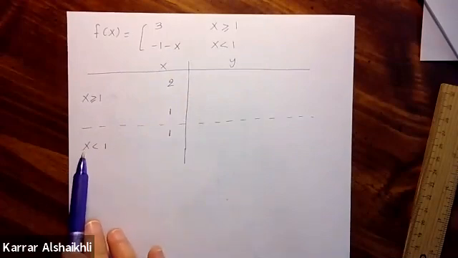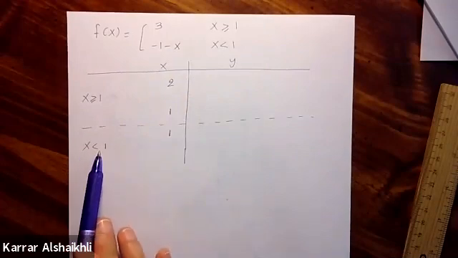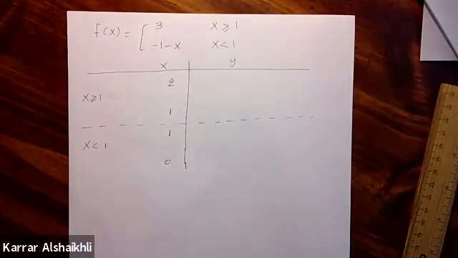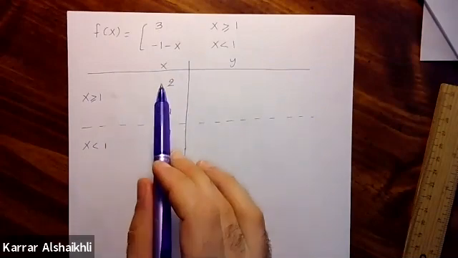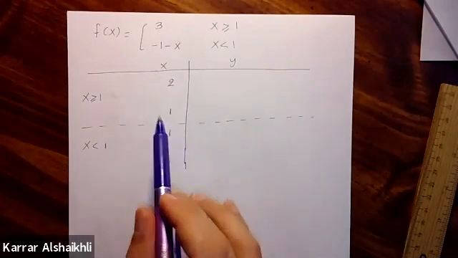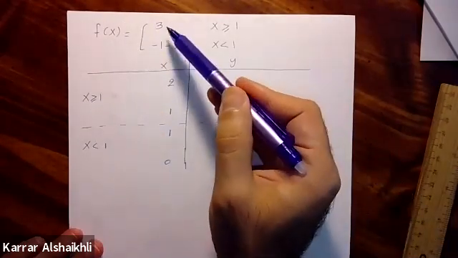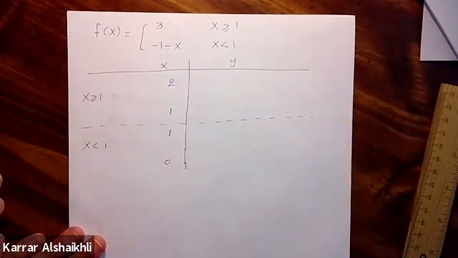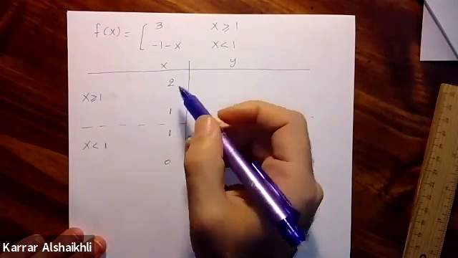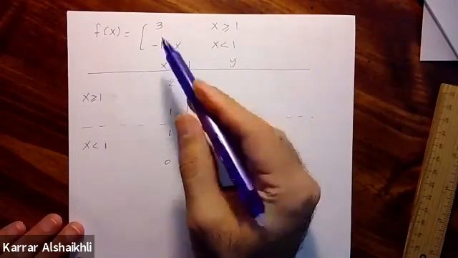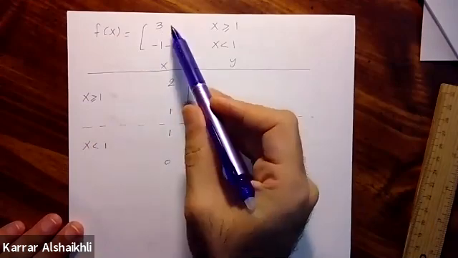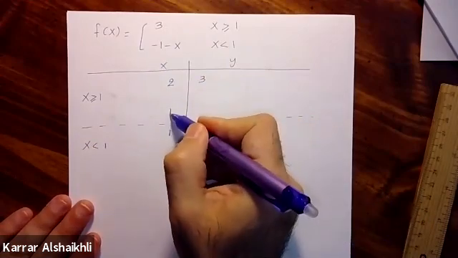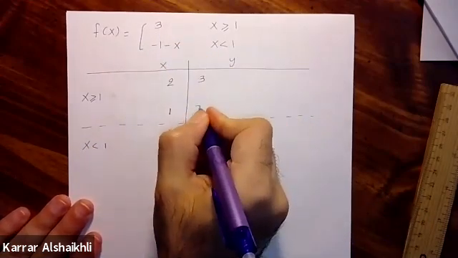Here, we're going to choose a number less than 1. Let's choose 0. Now we have 4 points for x's. We're going to plug in the first 2 x's on the first piece. There's no x. This is really important because you get confused about where to plug in 2. So when x equals 2, y equals 3, because you can't plug in the 2 here. When x is 1, y is also 3.